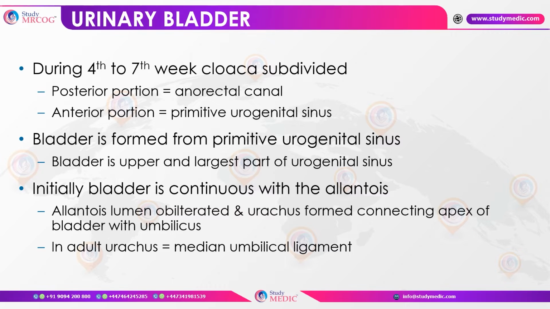Later on, the allantois gets obliterated and gets replaced by a structure which is called the urachus, which forms a connecting apex of the bladder with the umbilicus. In the adults, this urachus gets converted into the median umbilical ligaments. Now, if this is going to be patent, then we see urine being discharged from the umbilical point in neonates, which means that the urachus is not completely obliterated.